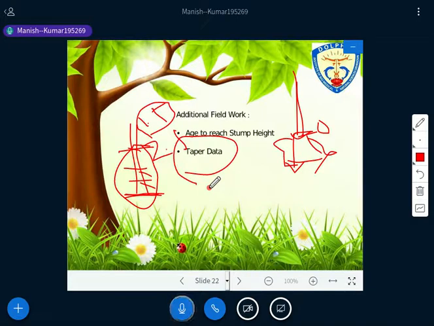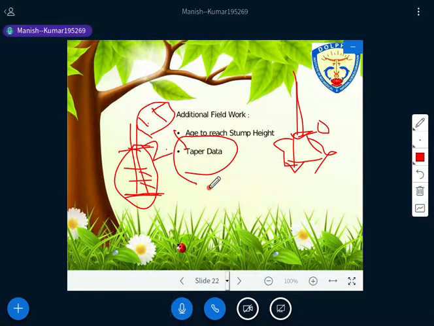So before conversion you have to establish one relation. What is the relation between these two variables, diameter under bark at stump height and diameter over bark at breast height? So how can the relation be established? The relation can be established by using taper data. To establish this relation, we have to generate taper data. So how does the taper data have to be collected? Listen carefully and try to understand.